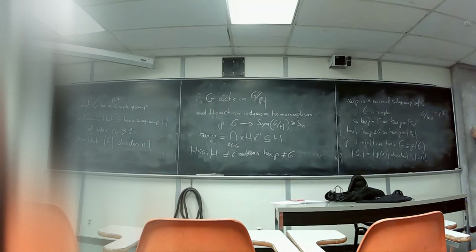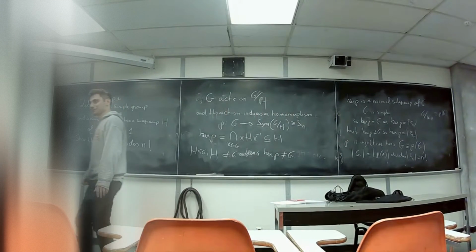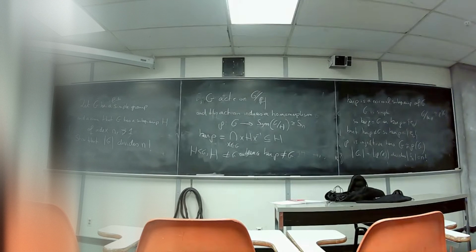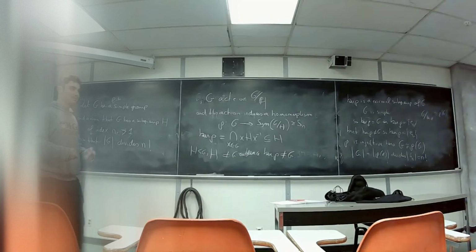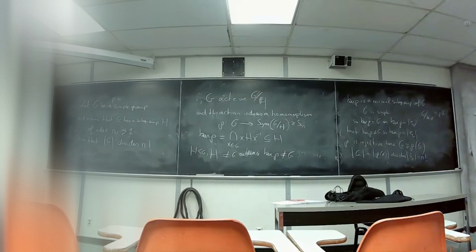Basically, this tells you that if you have a simple group like A5, you cannot have a subgroup of index 3. For example, if A5 has a subgroup of index 3, we know that A5 is simple, then the cardinality of A5 would have to divide 3 factorial. 60 would have to divide 6. Impossible. A5 cannot have a subgroup of index 4 because the size of A5 would have to divide 4 factorial. Impossible. You see that? Everybody, do you see that?